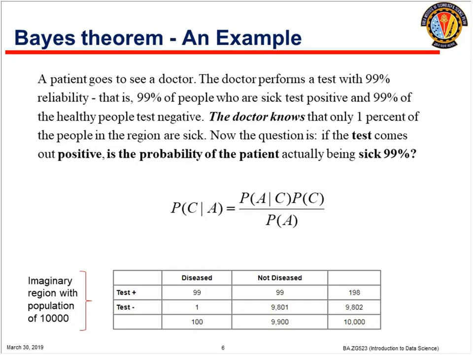Fine. So there was a question someone asked: why is it called naive? Naive is because there are certain assumptions which are made, and those assumptions are simple assumptions. So naive here means simple.